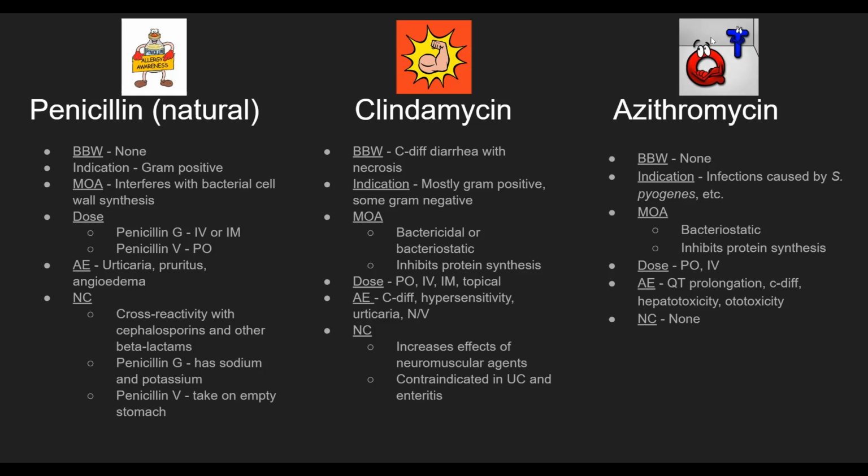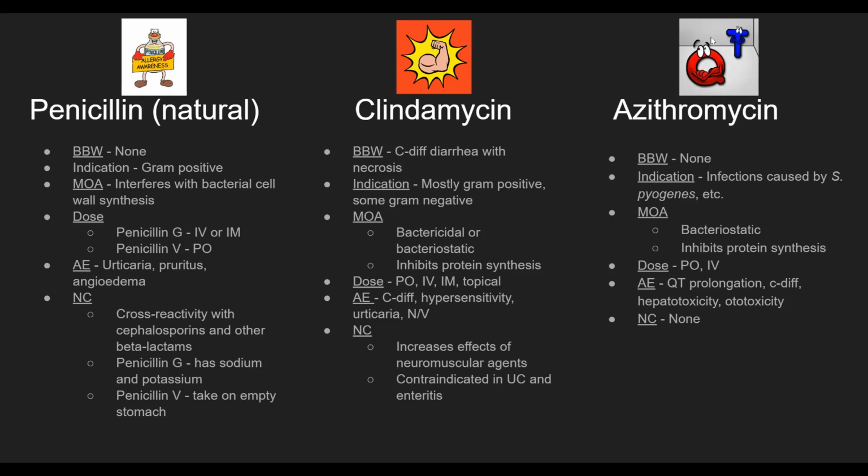Next, we can look at clindamycin or Cleocin, a semi-synthetic antibiotic. This can be used if the patient is allergic to penicillin. This medication has a black box warning of pseudomembranous colitis or C. diff diarrhea, a necrotizing inflammatory bowel condition. Gram-positive bacteria are mostly susceptible to clindamycin, but there are several anaerobic gram-negative bacteria that are susceptible to the medication as well. Other indications of Cleocin include sepsis, pneumonia, osteomyelitis, and more.